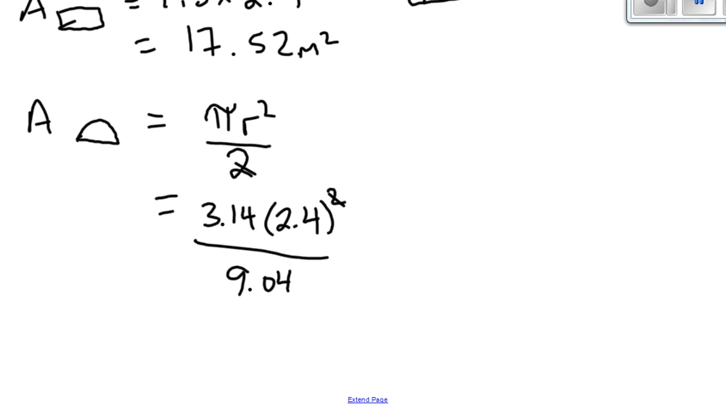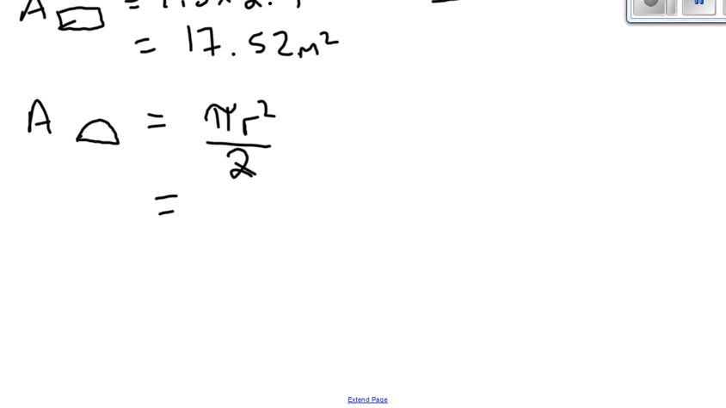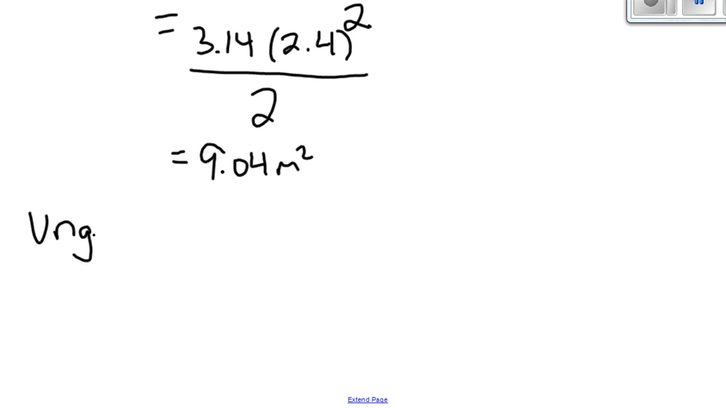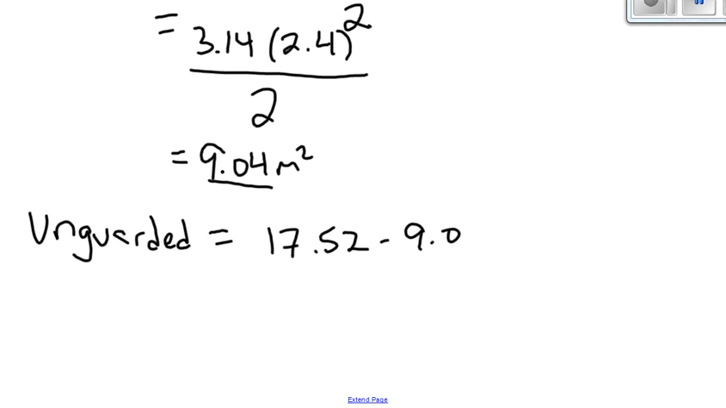Pi times the radius, 2.4 squared, divided by 2. So calculate that in your calculator, and you get 9.04 meters squared. And that means that the unguarded area is the difference. This is the guarded area, so the unguarded area must be, subtract those, 8.48 square meters is unguarded.